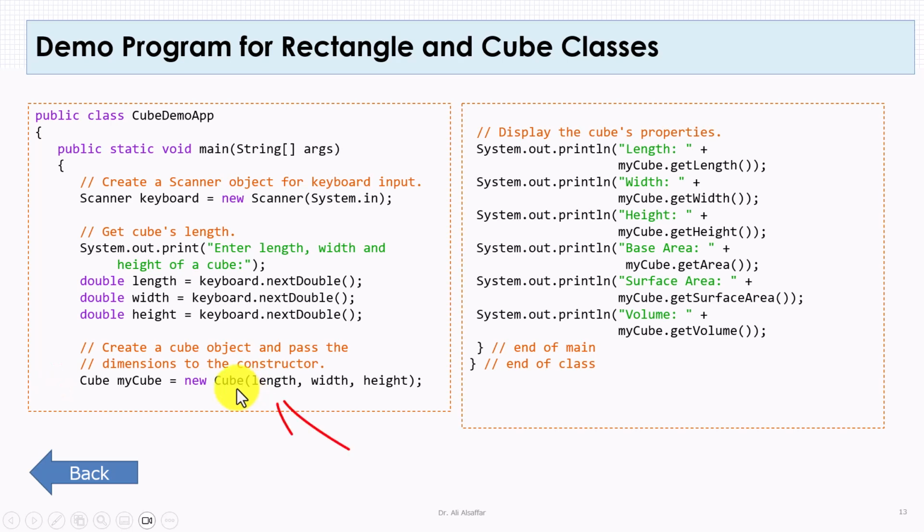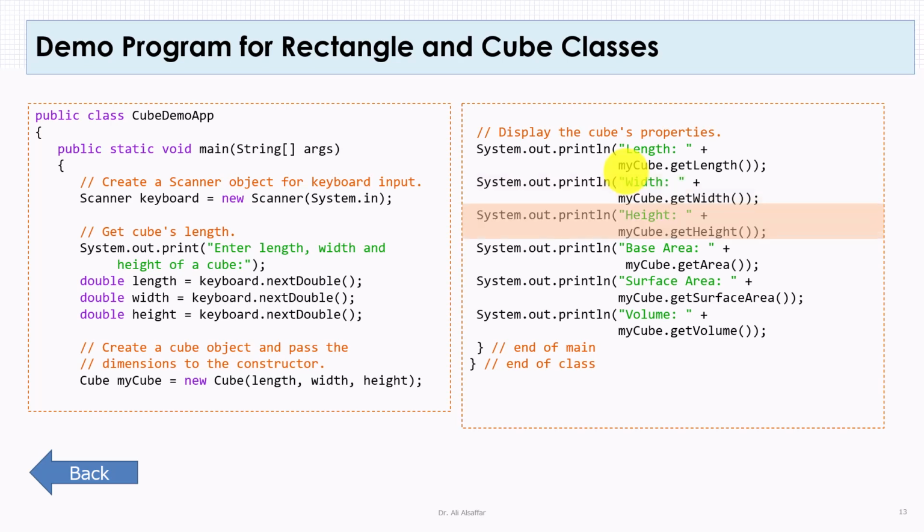Now when the cube constructor is called, remember that the first statement is to call the superclass's constructor to initialize length and width. And since a cube is extended from the rectangular class, all public methods in the rectangular class are available in the cube class. So if we want to print the length, we simply call the inherited method getLength. And if we want to print the width, we also call the inherited method getWidth.